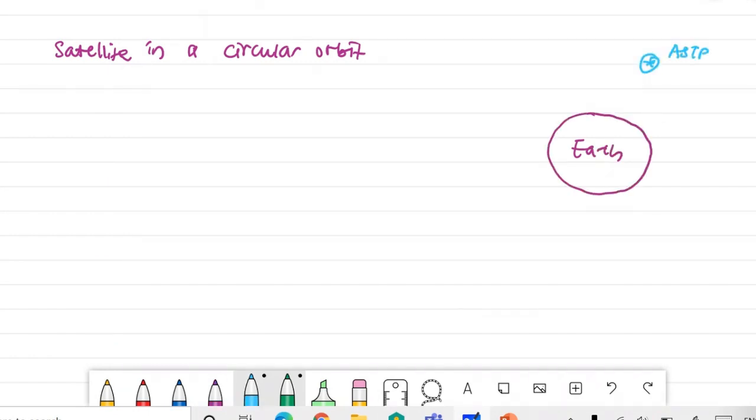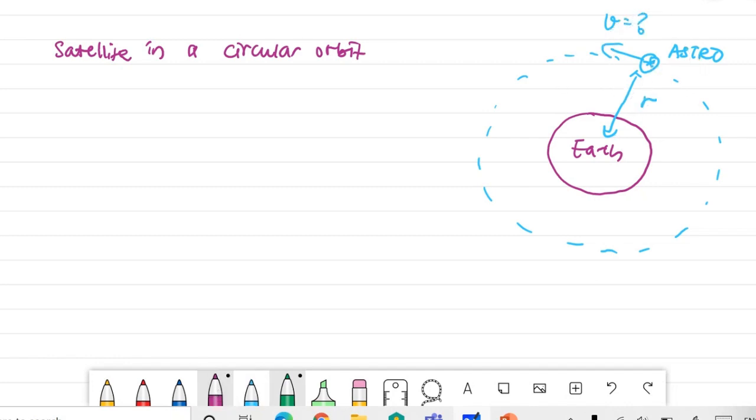This is a satellite orbiting about the Earth at a fixed radius of r. In order for the satellite to always orbit with a fixed radius, it must orbit with a certain speed. You have to calculate what speed the satellite must have so that it will always stay at this radius. Basically, we are applying the concept of the universal law of gravitation and also circular motion.